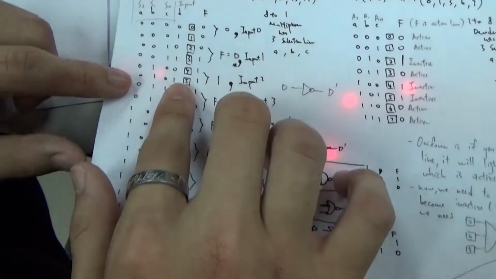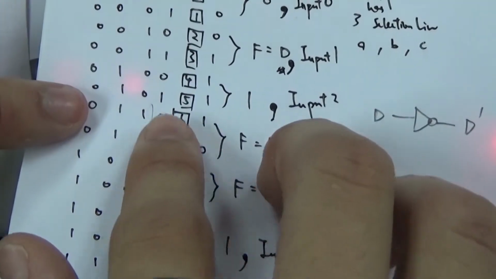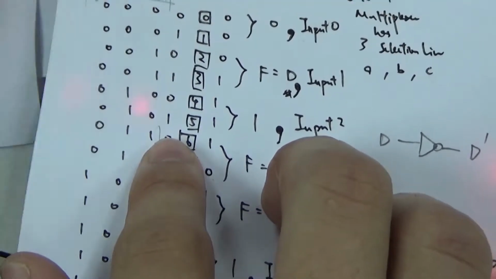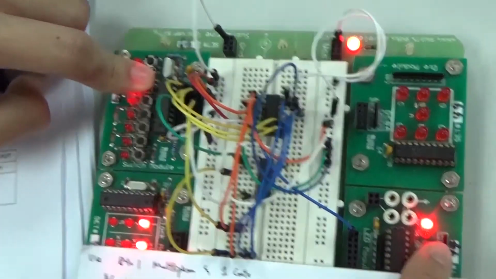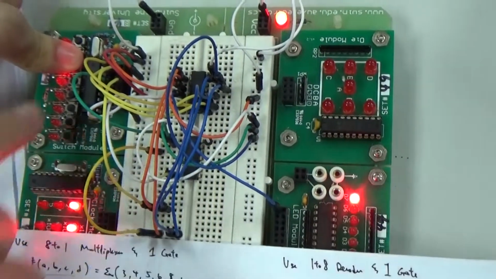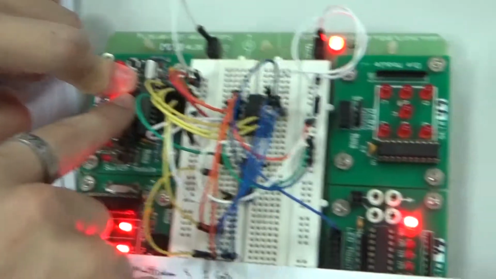And for 0, 1, 1, the output is based on the inverse of our input. So if I press 0, 1, 1 and there's no D, D is 0, the output is 1. If D is 1, the output is 0. It's the inverse of it.